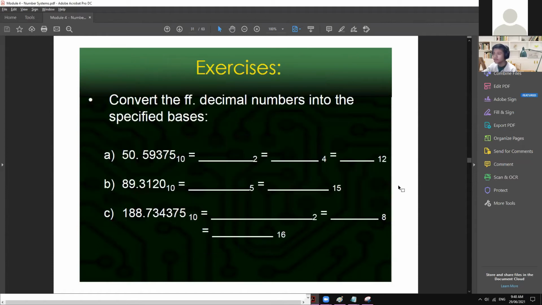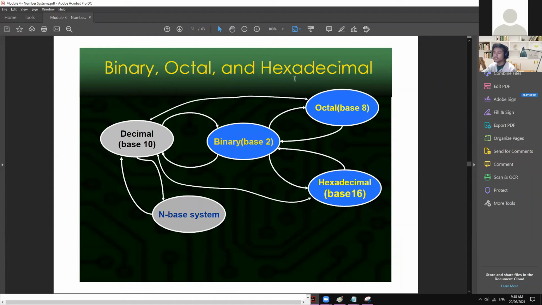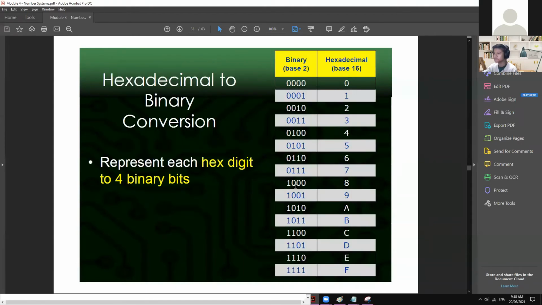All right, so let's now move on to the summary on what are the things that you can do to these bases. Decimal can be converted to any base, any base can be converted to decimal, binary can be converted to decimal, and so on and so forth.